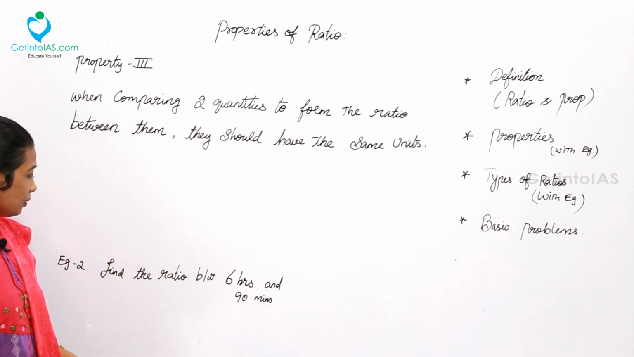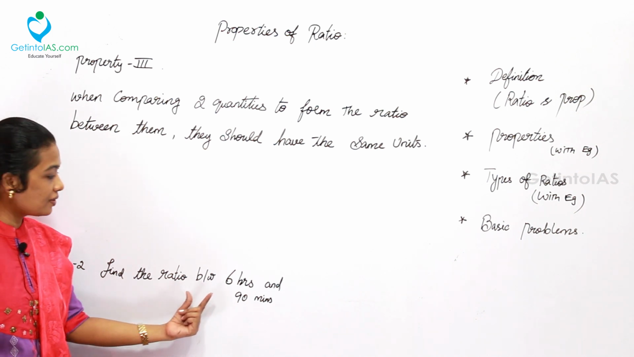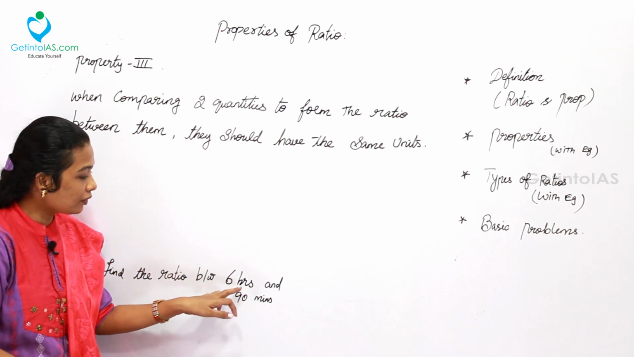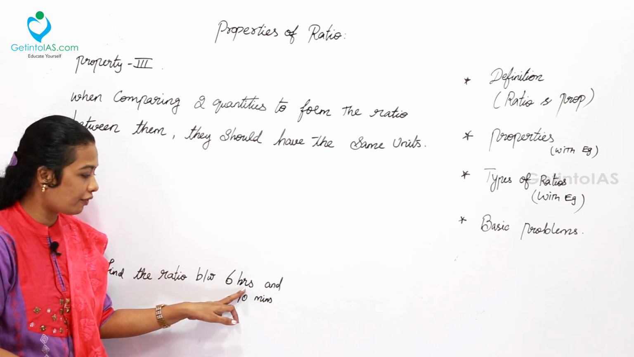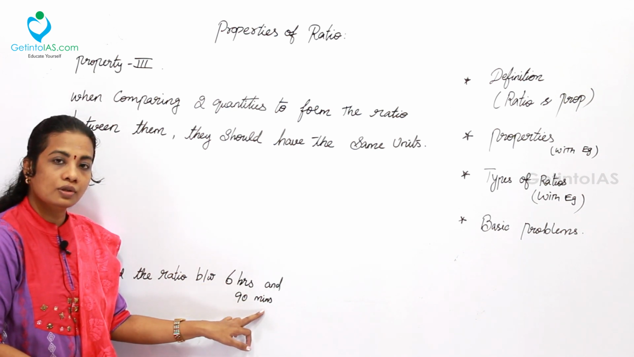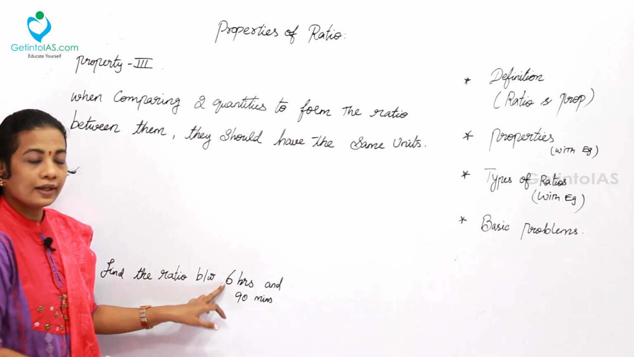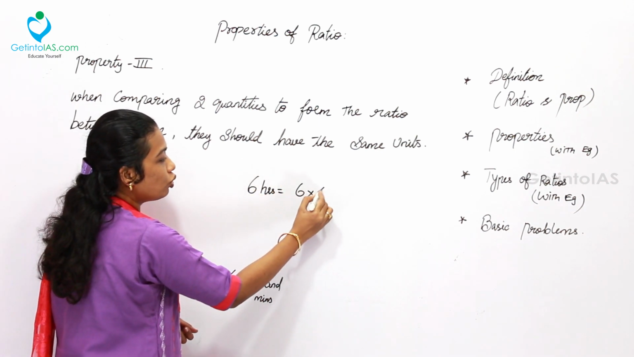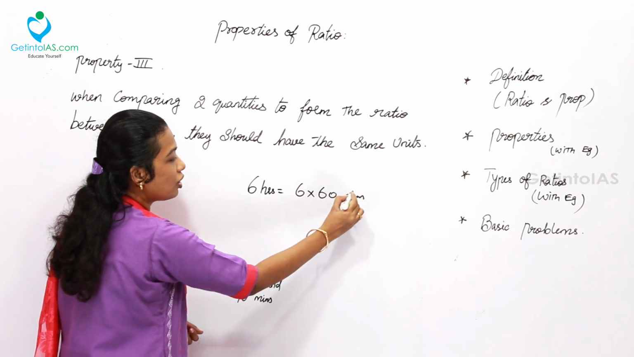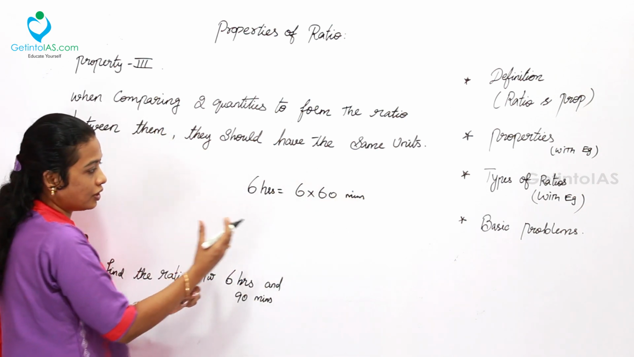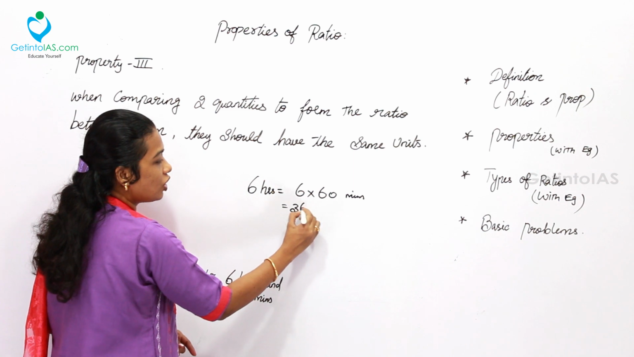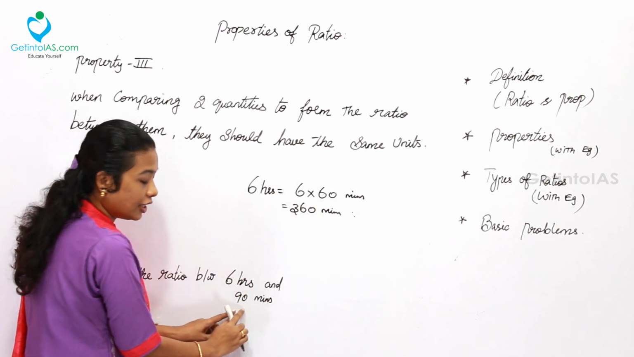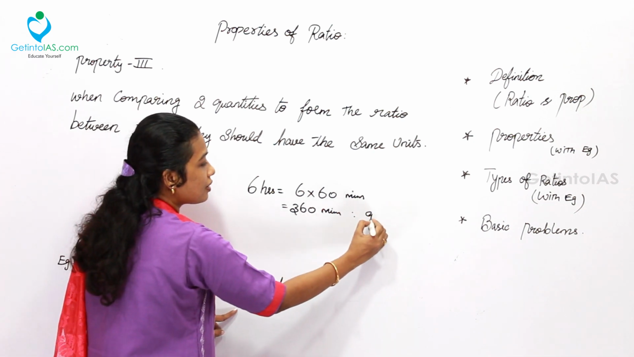Then the next example: find the ratio between 6 hours and 90 minutes. This is also similar to the previous one. Here the first unit is given in hours, the second one is given in minutes. So first I am converting 6 hours into minutes. 6 hours equals 6 into 60 minutes, because 1 hour consists of 60 minutes, right? So 360 minutes is the antecedent and the consequent is 90 minutes.